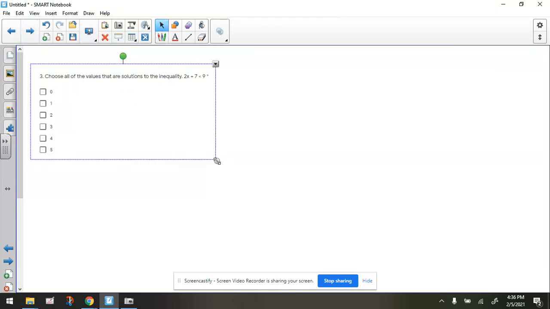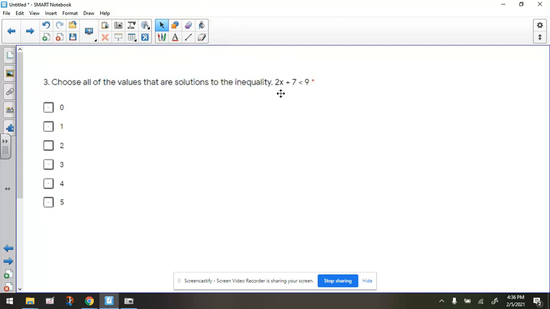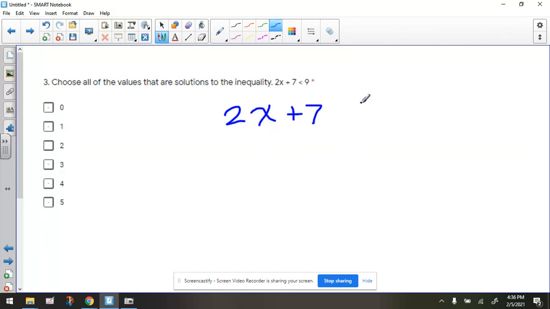Now this one is an inequality, so that makes this a little bit different. So they give us this inequality. Let's write it down. 2x plus 7 is less than 9. So we're going to solve this using the same approach that we did with equations, only we should graph our result at the end so we can pick which numbers are actually going to make this inequality true.